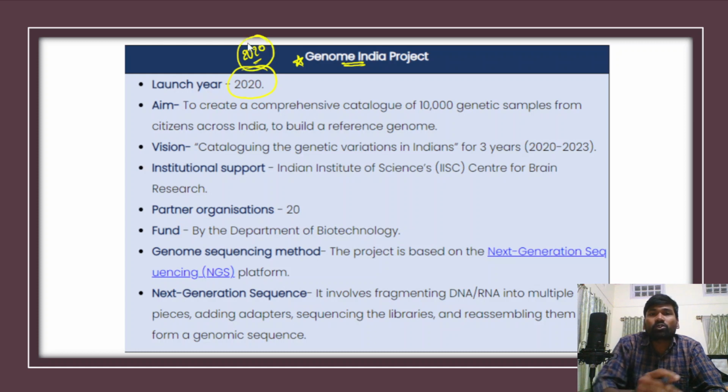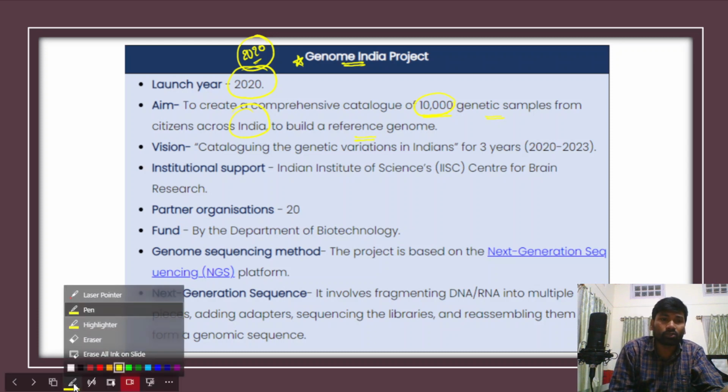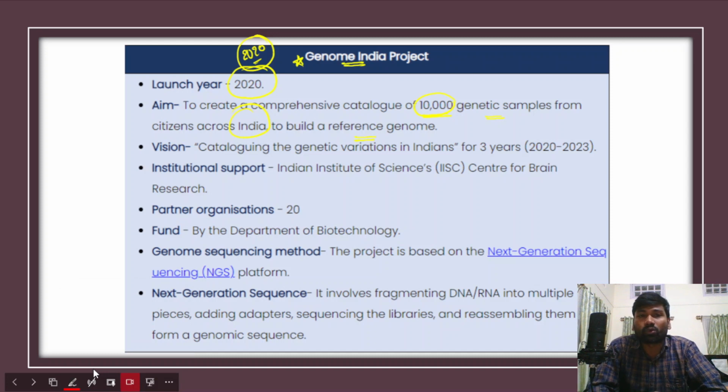Now, this project has one particular aim. The aim of this project is to create a comprehensive catalog of around 10,000 genetic samples, right? So it will collect the genetic samples of the Indian population. Overall, 10,000 genetic samples from citizens across India. Over a period of time, through these genetic samples, they will build the reference genome. And this is the overall objective of the Genome India project that the government launched.